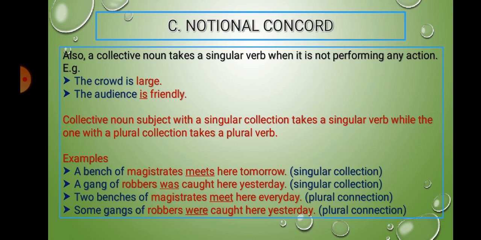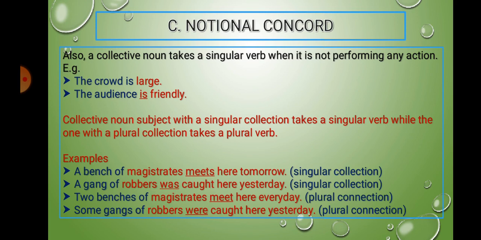Another rule says a collective noun subject with a singular collection takes a singular verb, while the one with a plural collection takes a plural verb. What do we mean by a singular collection? When you say a bench of, the collection there is a bench and it's not two benches. So that is a singular collection, with the help of the preposition of. So, a bench of magistrates meets here tomorrow, meaning a bench, not two. We are referring to one bench here, and it attracts the singular verb meets, singular collection.